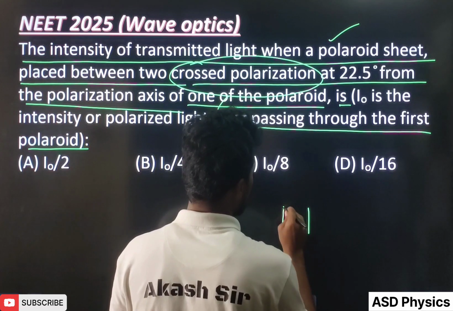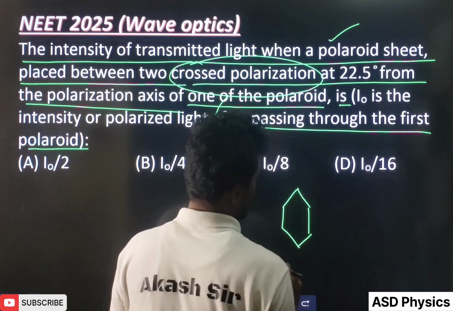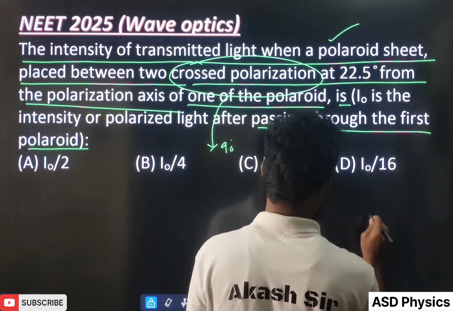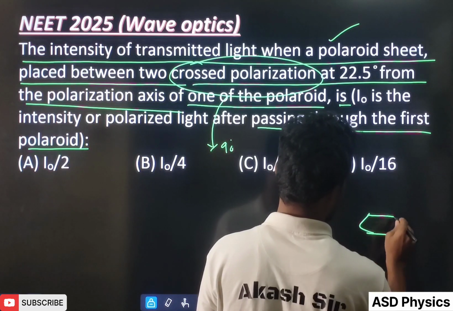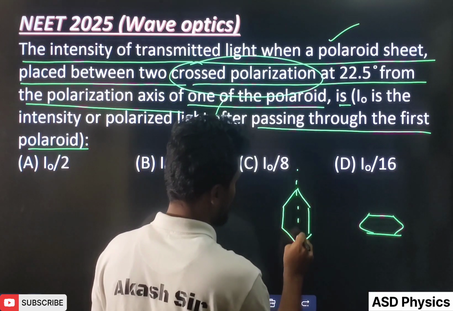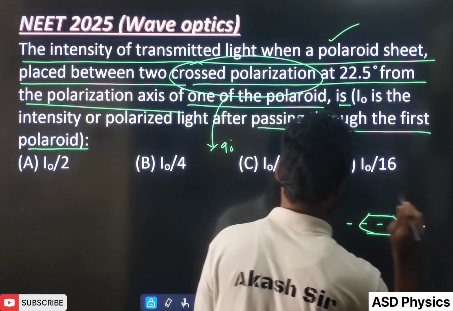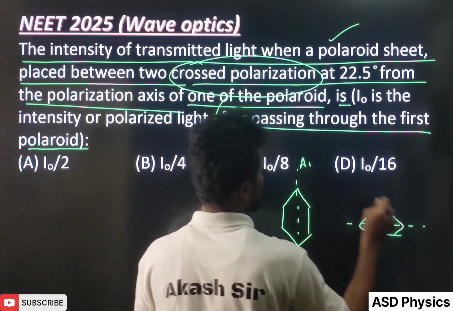Remember that here, see this one here, this is the first. Let's take here like this. For example, I am telling that here. Okay, this is called the transmission axis. Like this is the transmission axis here. Okay, let's take axis 1, axis 2.